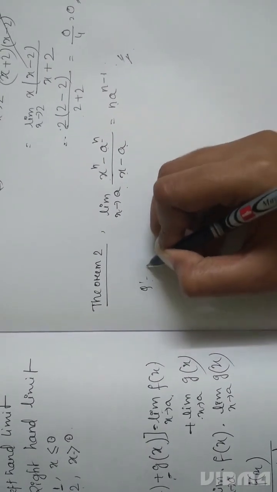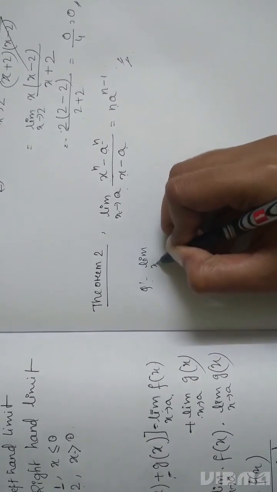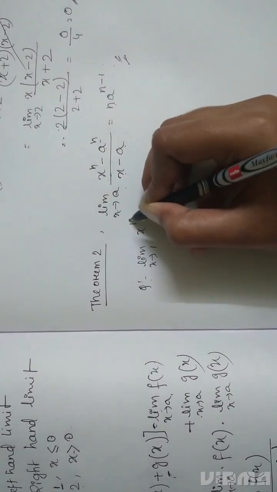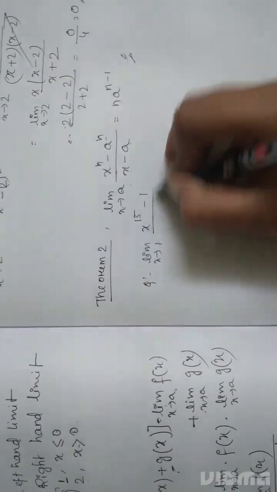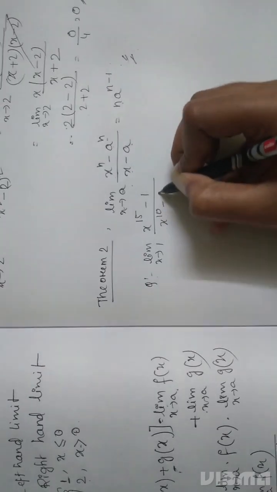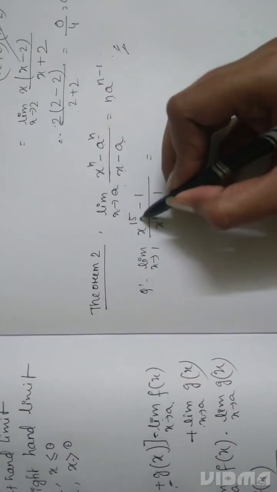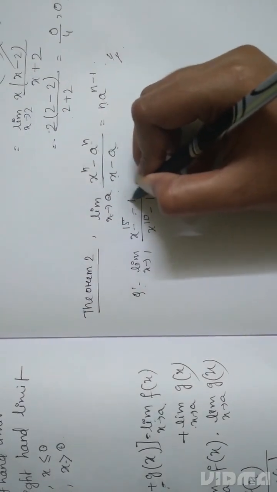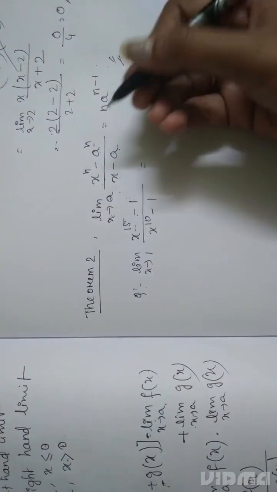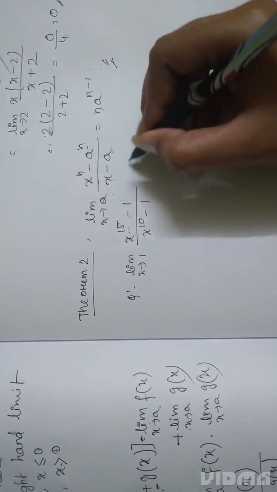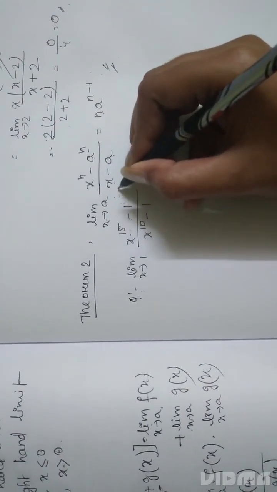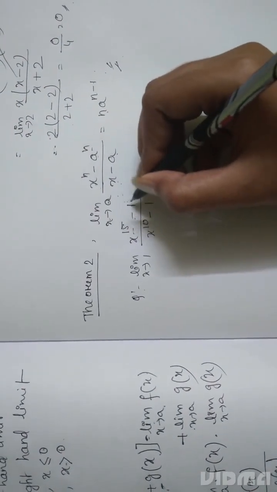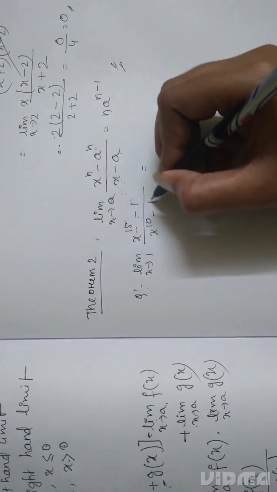Let us take one example. Limit x tends to 1, x to the power of 15 minus 1 by x to the power of 10 minus 1. Now it is in the form of x power n minus a power n. Now 1 power something is equal to 1 only, so there is no need to write it as a power n. Let us assume it to be power 15 and power 10.